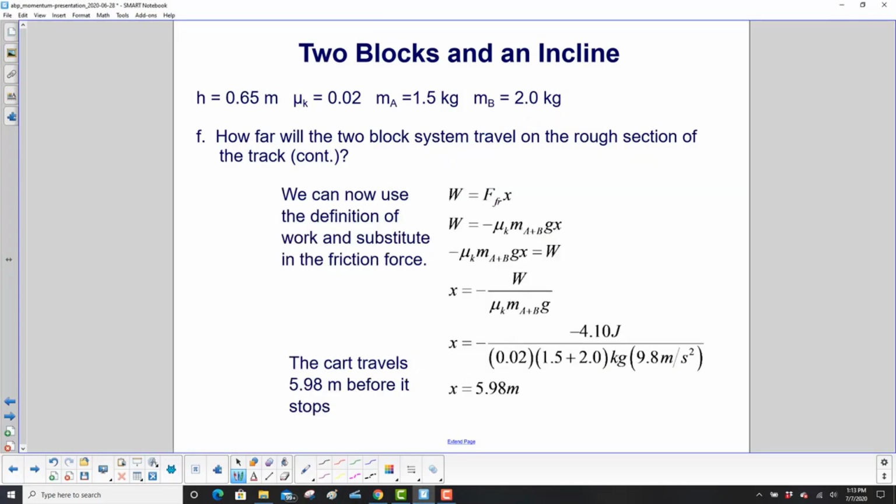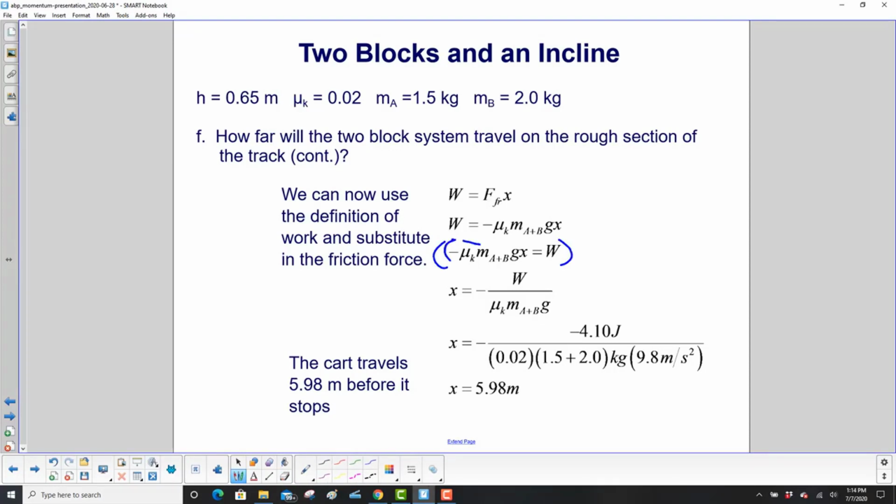We now use the definition of work. Work is the force, and in this case it's the force of friction times x. Well, we have force of friction from the previous slide. That's minus mu k mass times g x. And then we switch sides because we want to solve for x. And what do we have? Let me erase that. Hang on, because I want to highlight the next one. Here we go. We have this thing right here, and we want to solve that for x. We're going to do all that in one step.